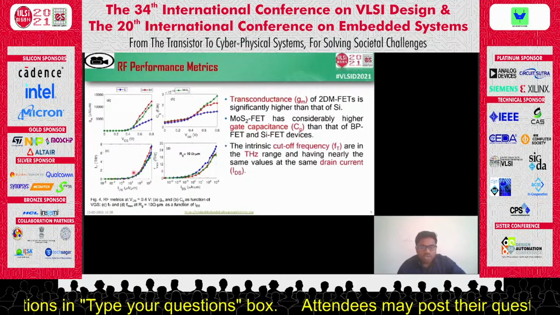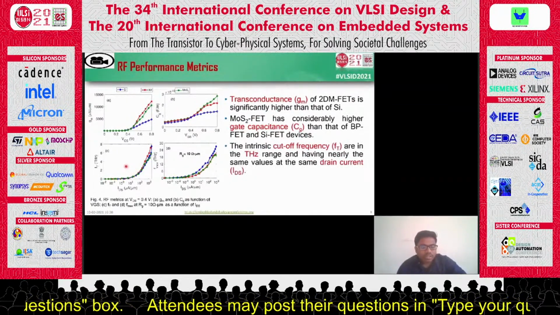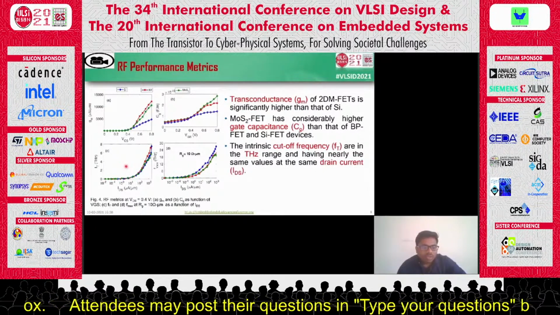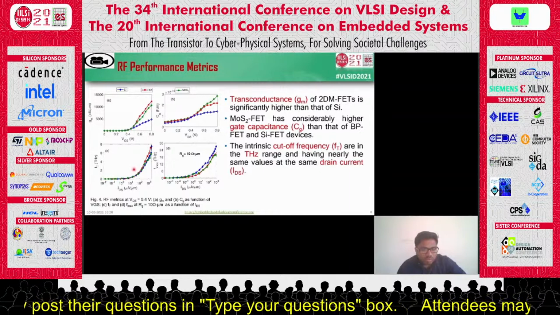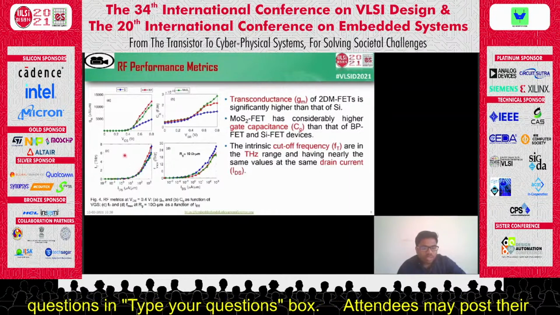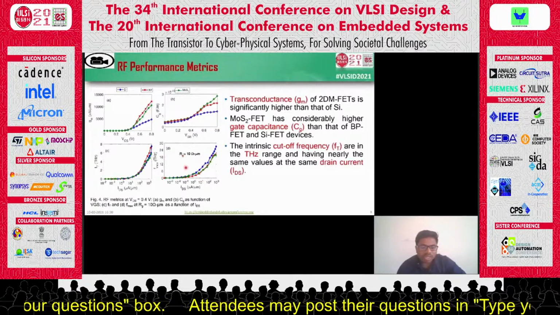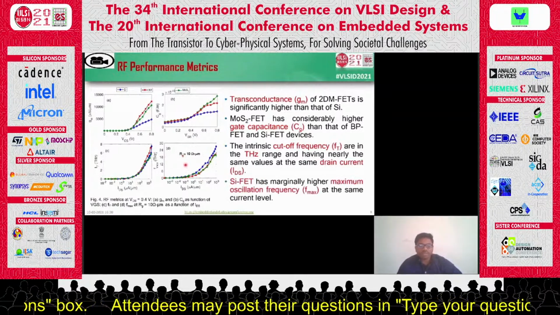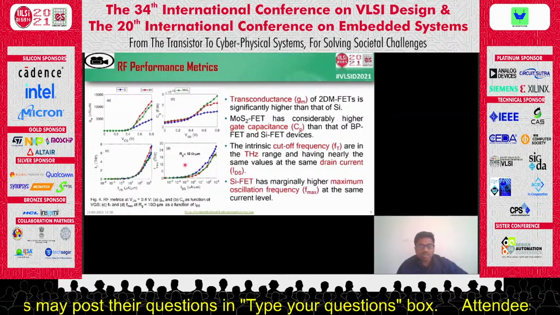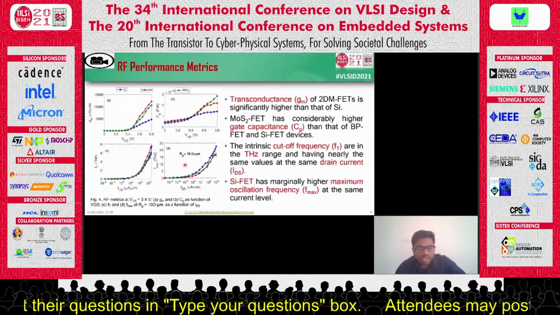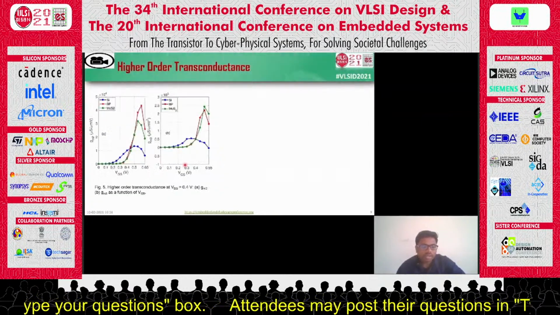And figure 4c shows the cutoff frequency versus drain current, in which we can see it is almost nearly the same for these three materials, and it is in the range of terahertz. And figure 4d shows the maximum oscillation frequency as a function of the drain current, and we can see here the Si FET has marginally higher maximum oscillation frequency at the same current level than that of the 2D material FET.